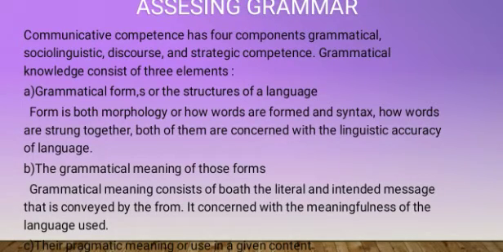B. The grammatical meaning of those forms. Grammatical meaning consists of both the literal and intended message that is conveyed by the form. It concerns the meaningfulness of the language used. C. Their pragmatic meaning, or use in a given context. The pragmatic or implied meaning results from the appropriate language choice a learner makes in a given communicative event.